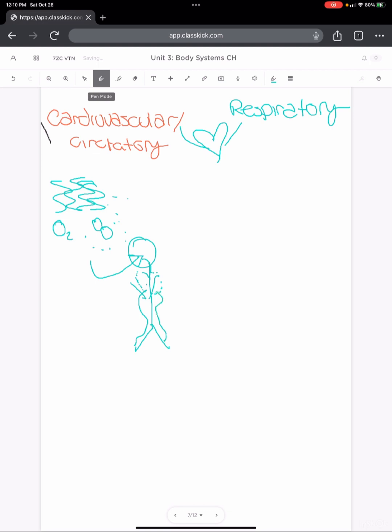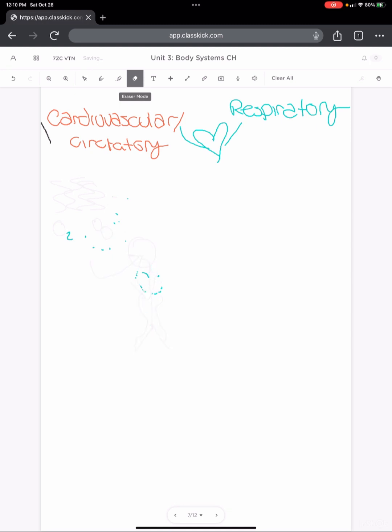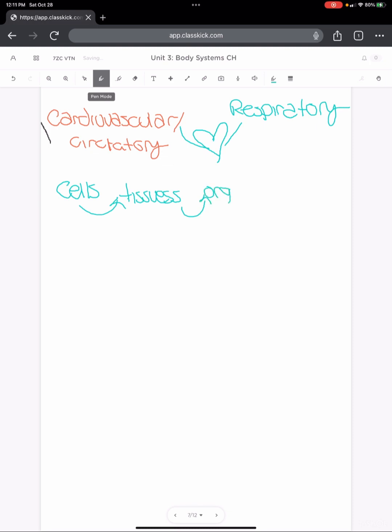Well, why do we need this oxygen and what happens when it's in our body? Great question. Once oxygen has reached the body, it's going to go to your tissues. Remember, cells make up tissues. Tissues make up organs. Our organs cannot function if our tissues do not have oxygen. Then the cells will start to die. So that oxygen has to be delivered to the tissues.